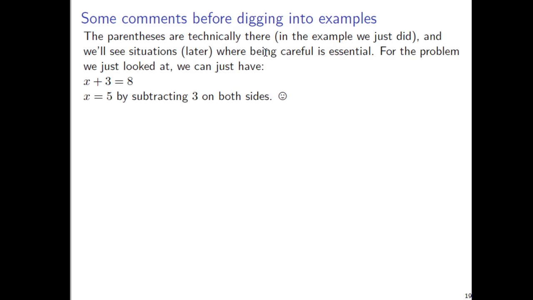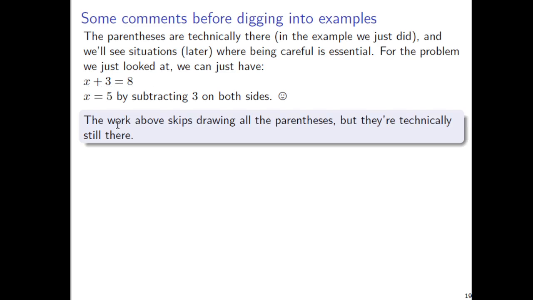Hang with me here for a second. I know this is a little strange, but the parentheses are technically there in the example we just did, for instance, and we'll see situations later where being this careful is required. For the problem we looked at, you can just get away with x plus 3 equals 8, and then on a new line, x equals 5. That's going to be fine. So this workup that you're seeing above skips all the parentheses, but they are technically there, even if we don't write them in.